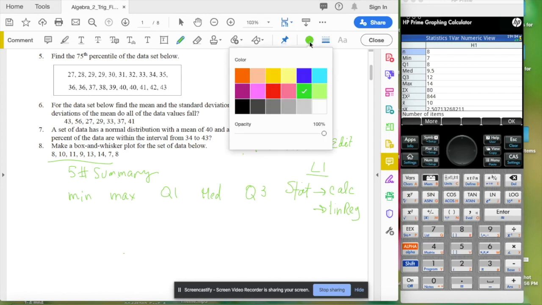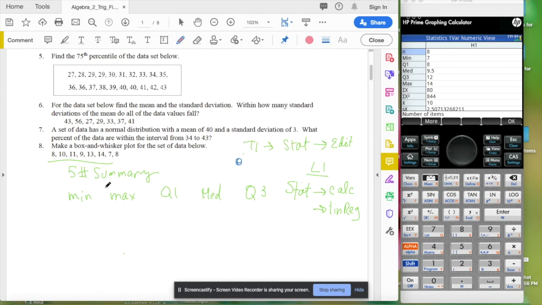Let's do a different color. Pink. Okay. So your min is 7. Your Q1 is 8. Your median is 9.5. Your Q3 is 12. And your max is 14.